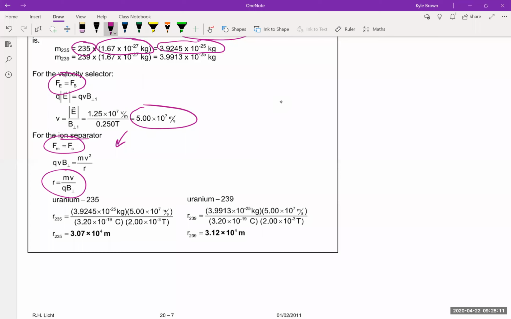And then really the only difference between uranium-235 and uranium-239 in the question is that that'll change your mass, right? That's the only one that's different. All your other numbers are the same for this one.